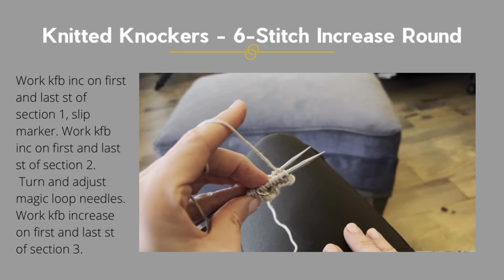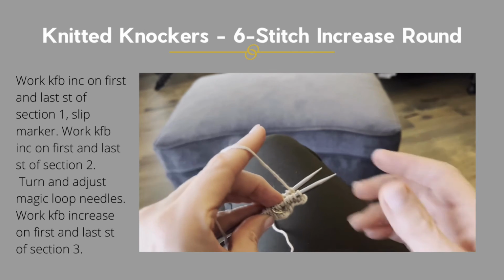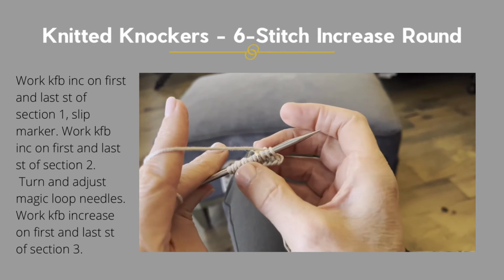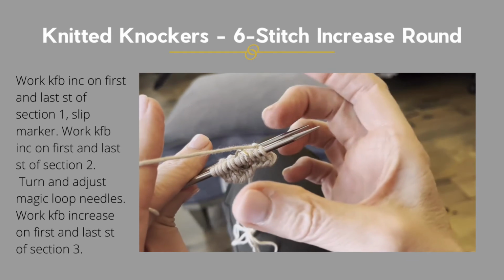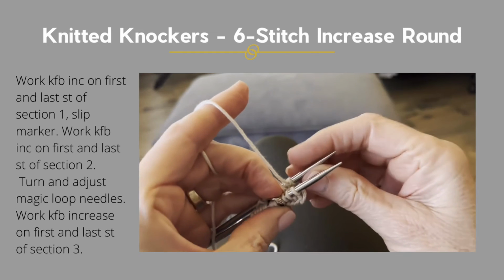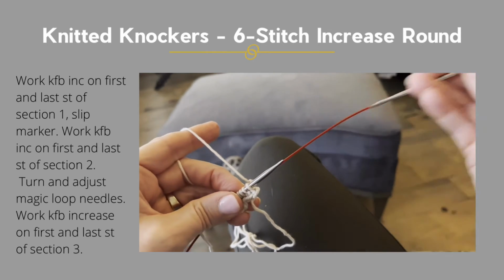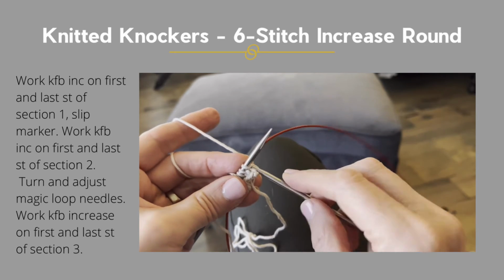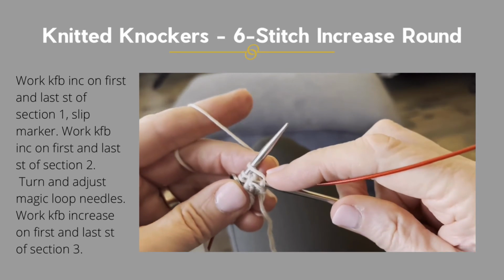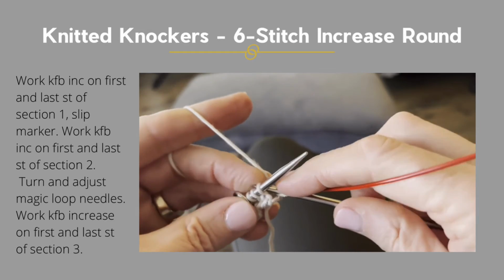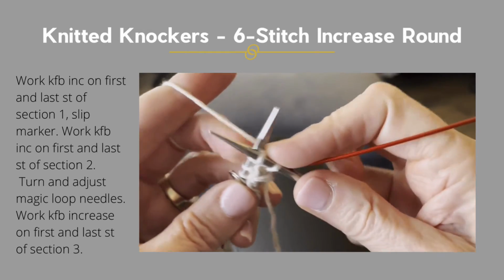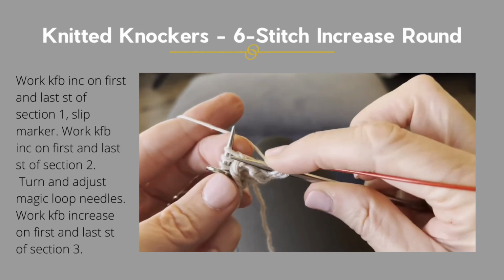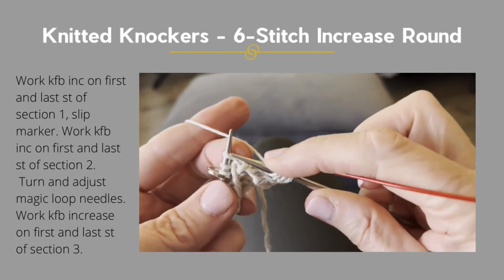That's going to be increasing 2 stitches in each section, which means we're going to increase at the beginning and end of each section, 6 stitches. So here's how that goes. Slide out our back needle. We're going to immediately increase 1 stitch in section 1 at the beginning. We're going to knit all the way to the end of section 1 till we have 1 stitch left before the marker.